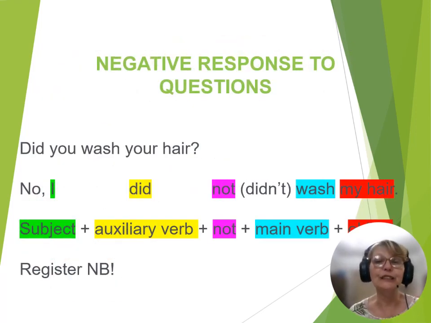Negative responses to questions. Did you wash your hair? And here you'll see no and a comma. No, I did not wash my hair, or I didn't wash my hair. The I is your subject. Did is your helping verb, because you do have a main verb there in wash. But you need this to be able to make it a negative. You can't say, no, I washed not my hair. So make sure that you understand how to use it. The register is also exceptionally important here.